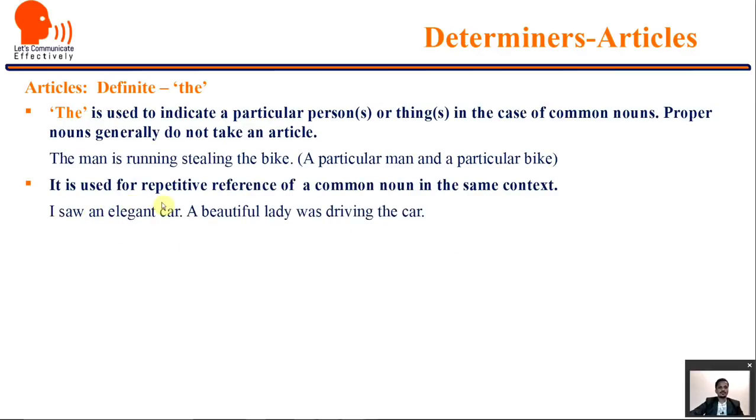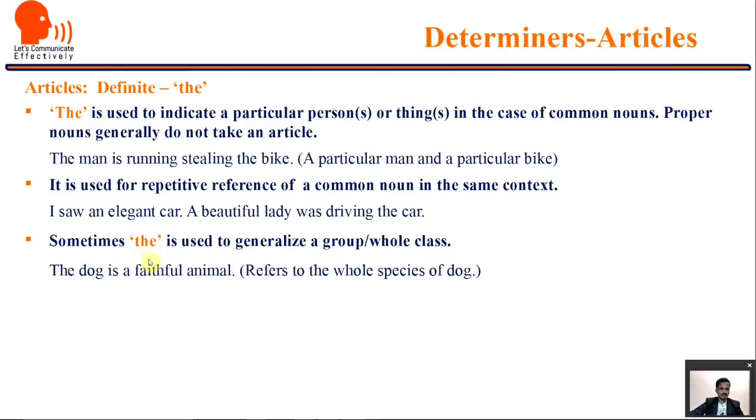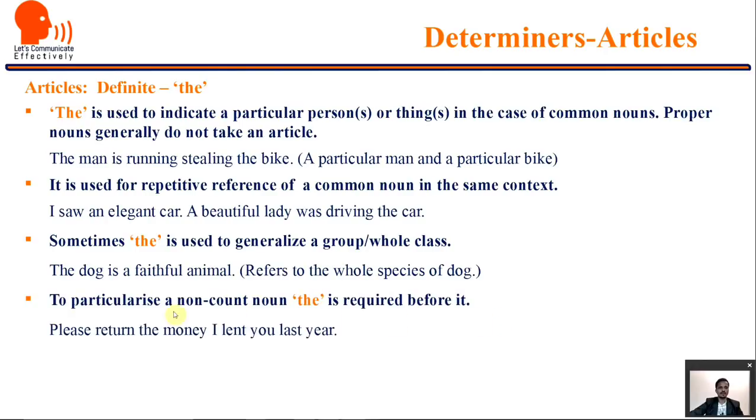It is used for repetitive reference of a common noun in the same context. For example, I saw an elegant car. A beautiful lady was driving the car. The same car which was referred to in the first sentence. Sometimes the is used to generalize a group or whole class. Like the dog is a faithful animal. It refers to the whole species of dog.